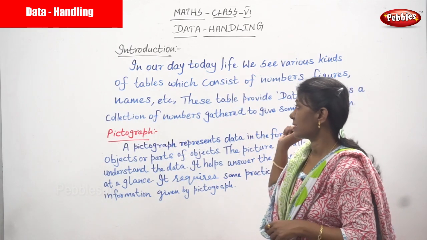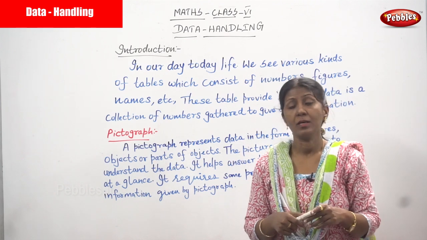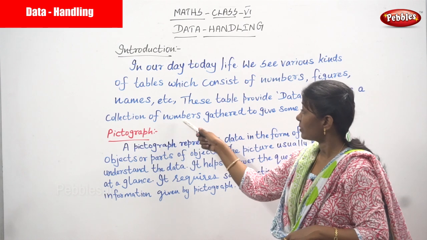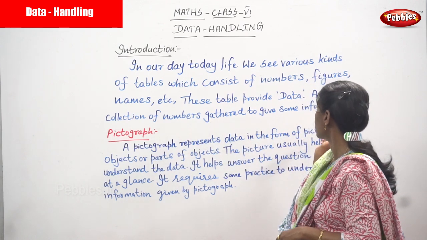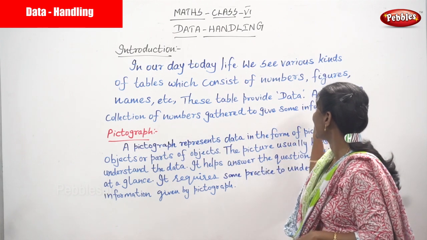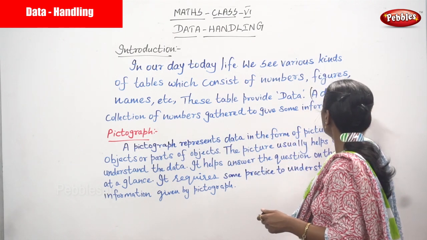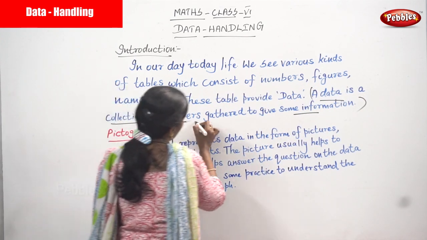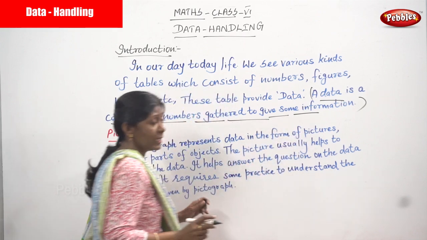Introduction about the data is nothing but we are collecting information. It's a collection of numbers gathered to give some information. Data is a collection of numbers gathered to give some information. That is the exact definition of data. A data is a collection of numbers gathered to give some information.